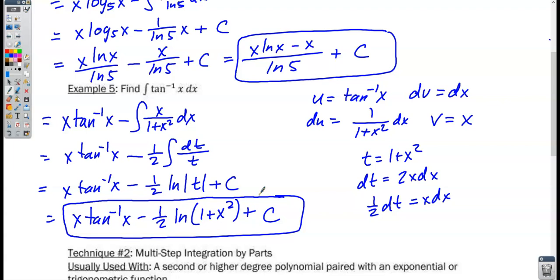In the next video, we're going to come back and look at technique number 2 here, which you see peeking in the bottom of our screen, multi-step integration by parts.